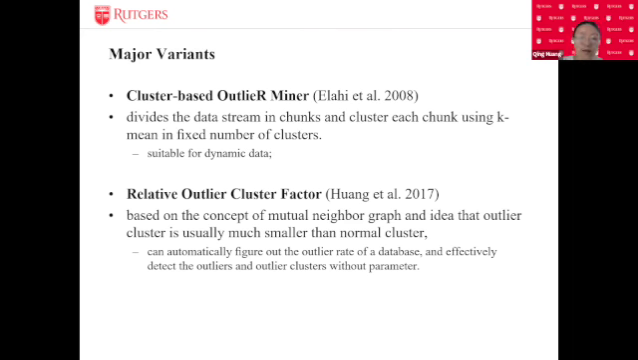Another one is the relative outlier cluster factor, which is based on the concept of the mutual neighbor graph and the idea that outlier clusters are usually much smaller than normal clusters. So this kind of algorithm can automatically figure out the outlier rate of a database and effectively detect the outliers and outlier clusters without using any parameters.